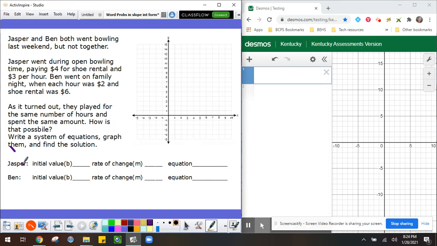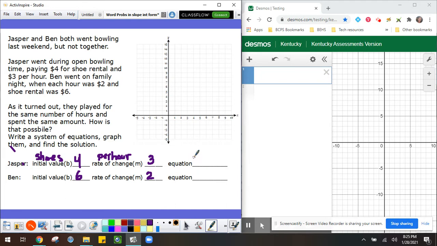So Jasper had to pay $4 up front. The initial value in this story is the shoes. And Ben's initial value up front, his shoes cost $6. The rate of change in this story is the per hour. How much do you pay per hour to bowl? That's the thing that keeps happening over and over. Jasper had to pay $3 every hour, so that was his rate of change, $3 per hour. And Ben had to pay $2 per hour. That was his rate of change.